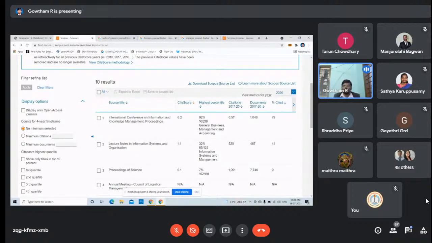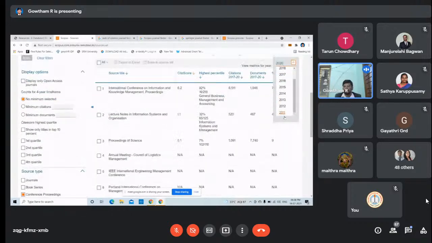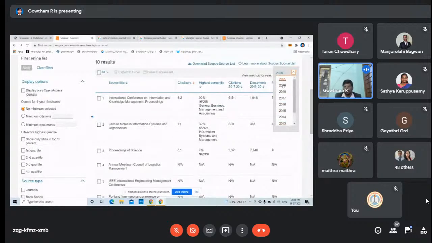Then you can also view metrics. Right? This is the latest every year. Now since 2021 is going, the latest year will be 2020. So you can check out the metrics for the journals for different years also by choosing the selective option. Right?